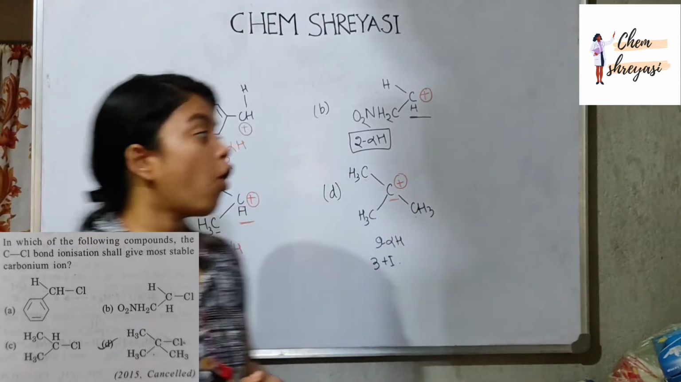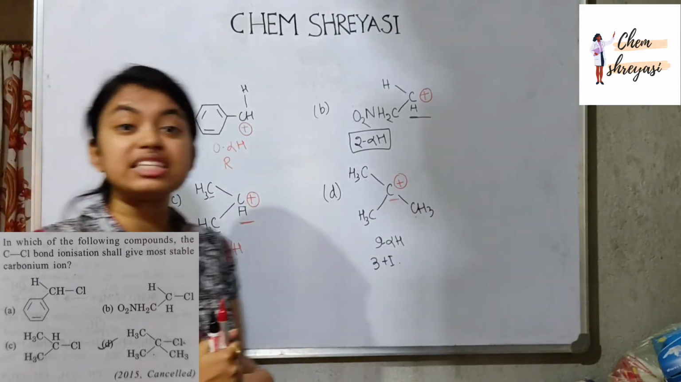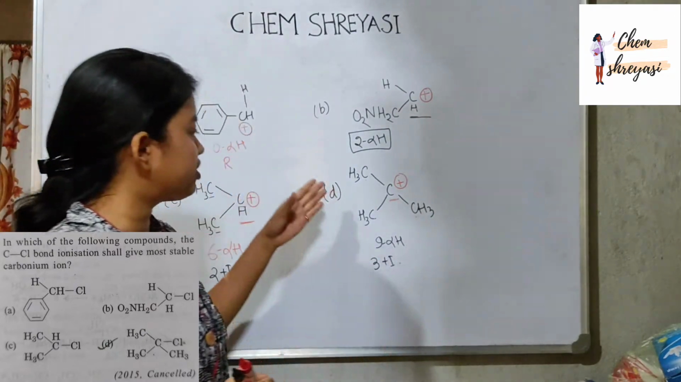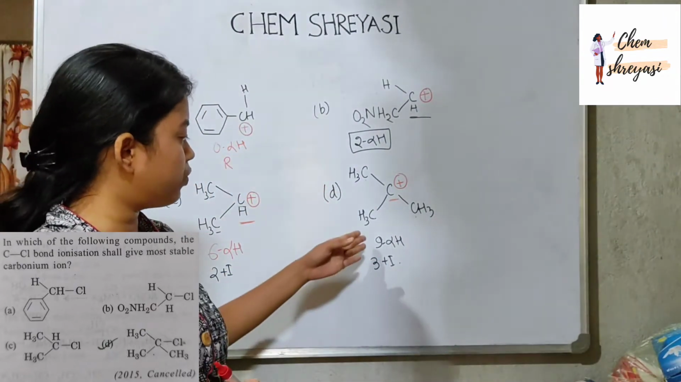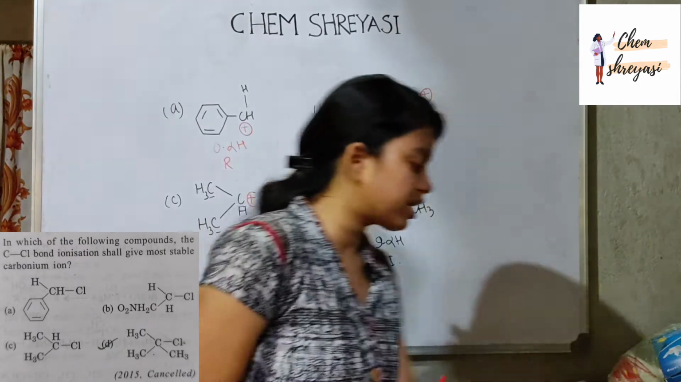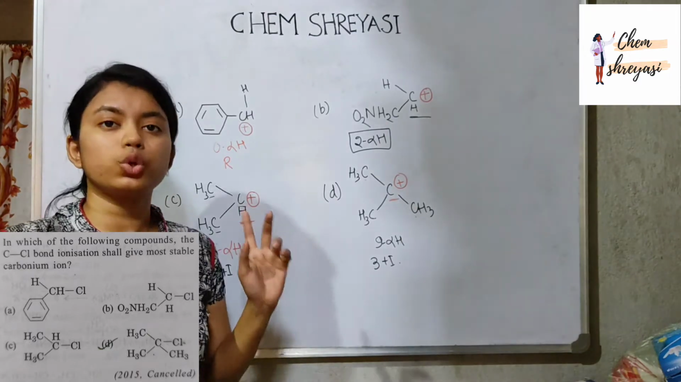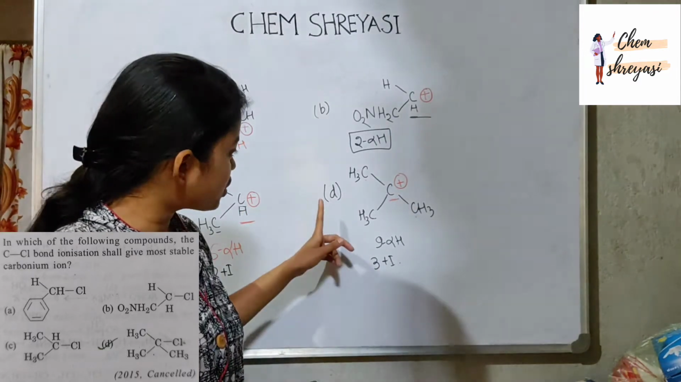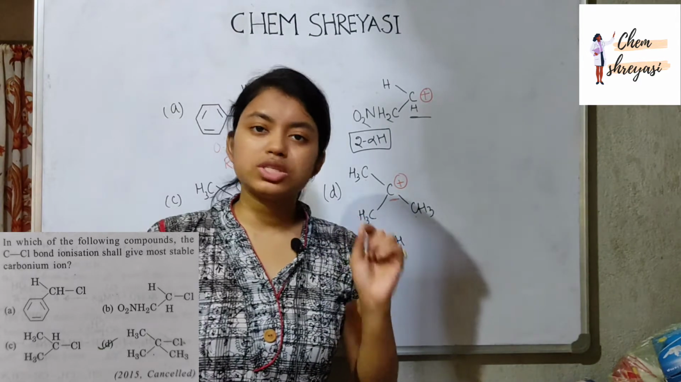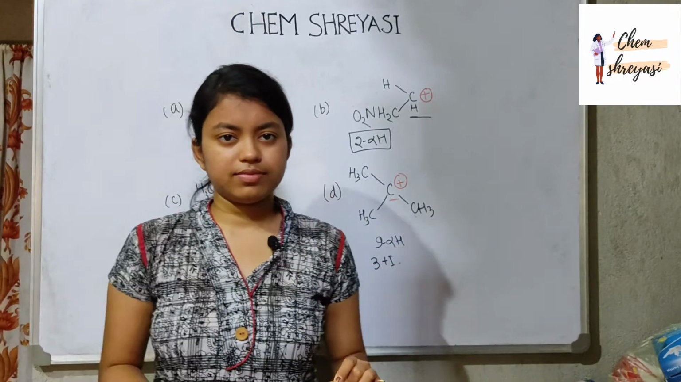So from all of these structures, we can easily understand that option D contains 9 alpha hydrogen and is directly attached with 3 plus I groups, that is donor groups. So option D will form the most stable carbonium ion.